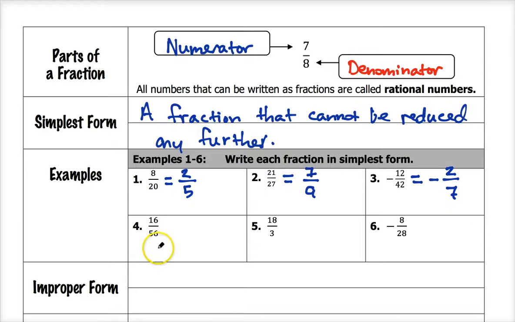What I want you to do now is pause the video and then try simplifying 4, 5, and 6 on your own. Once you have those simplified, click play and check your answers, please. Okay, you should have had these for your answers. Number 4, 16/56. You can divide 16 and 56 both by 8 to get 2/7. Number 5, 18 divided by 3 is just 6, so that becomes the whole number 6. And then number 6, -8 over 28. Both of these are divisible by 4, and so you get -2/7.